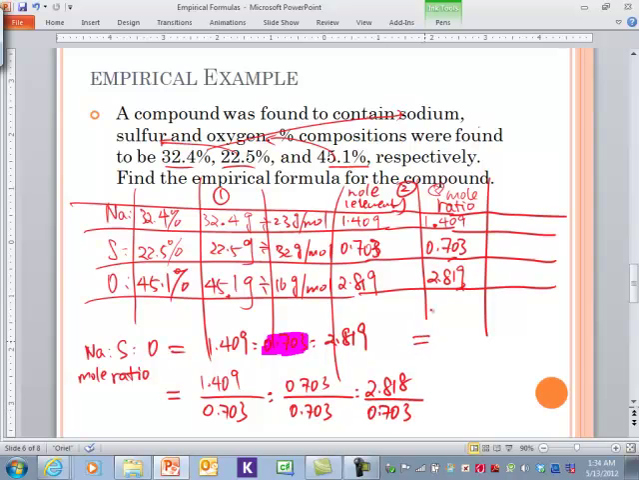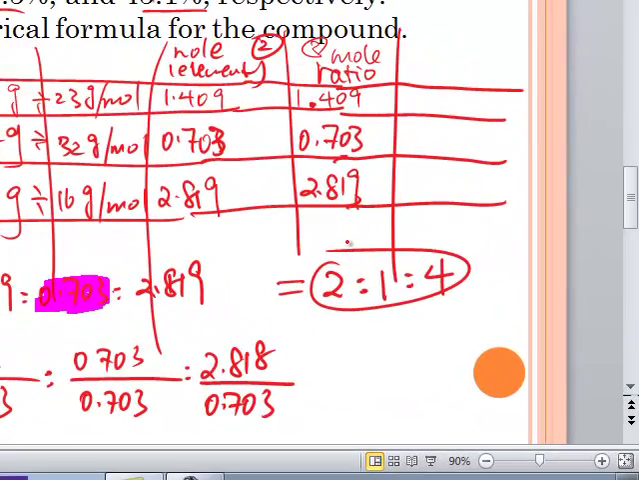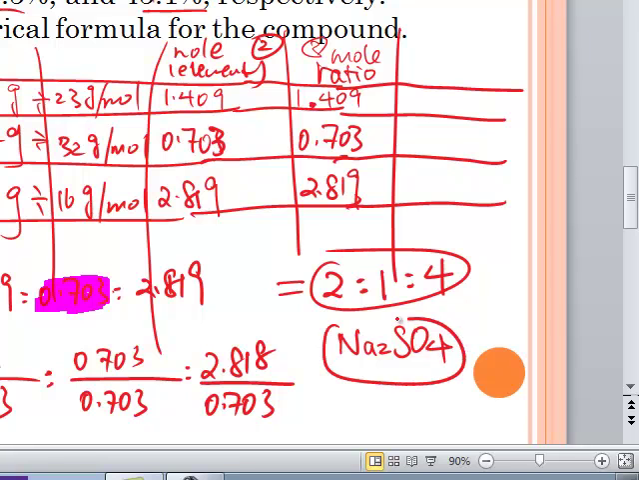And now you should have about 2, and 1, which is the smallest divided by itself, and this is 4. Now we're reaching the simplest positive integer ratios. So it's 2, 1, 4. The empirical formula for this particular compound would be Na2SO4. That will be the answer. That will be the empirical formula for this particular inorganic compound.